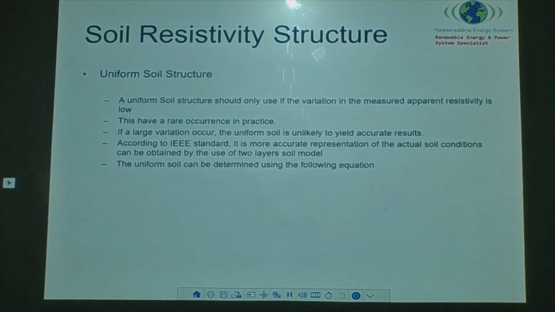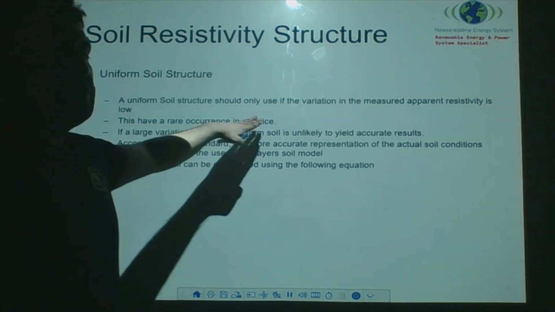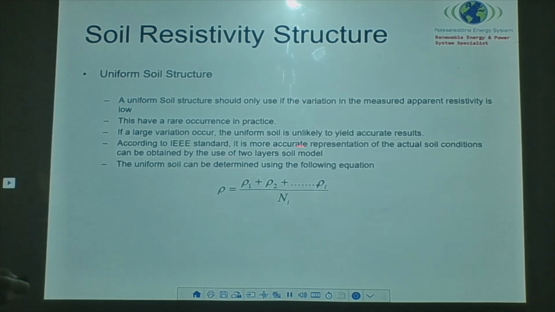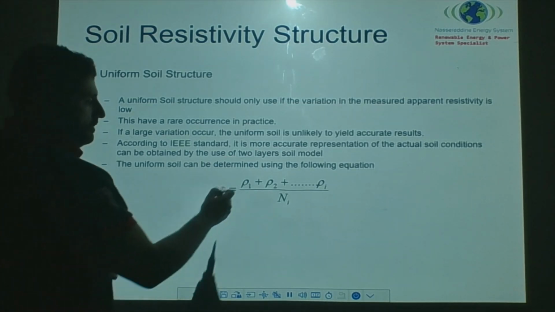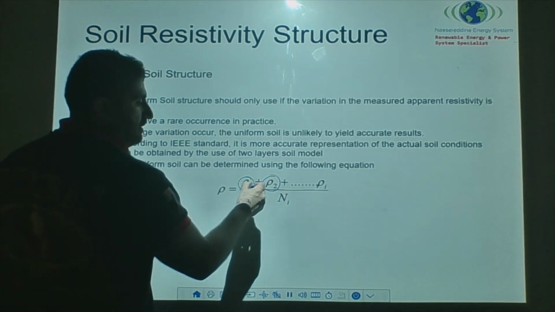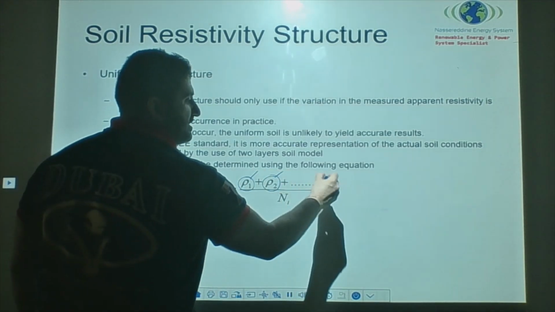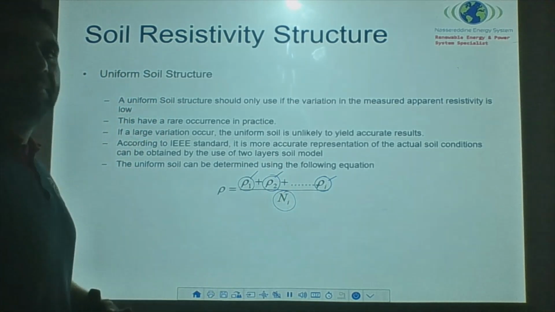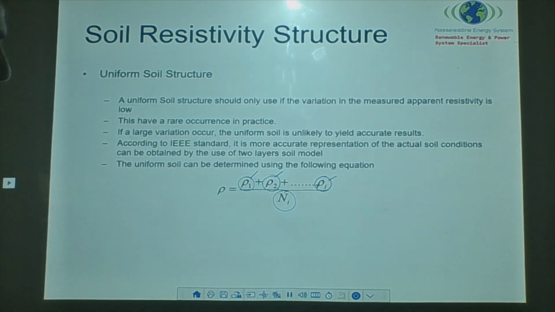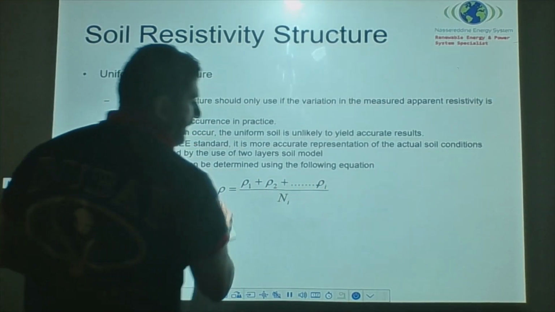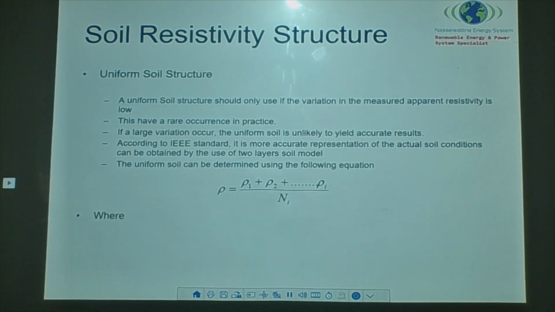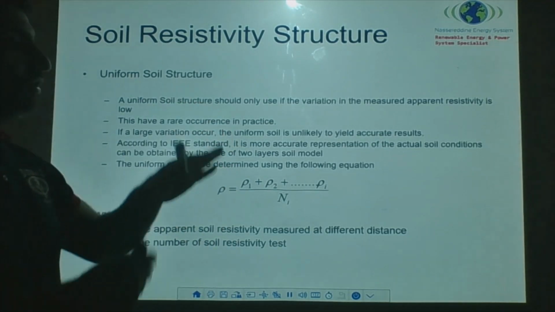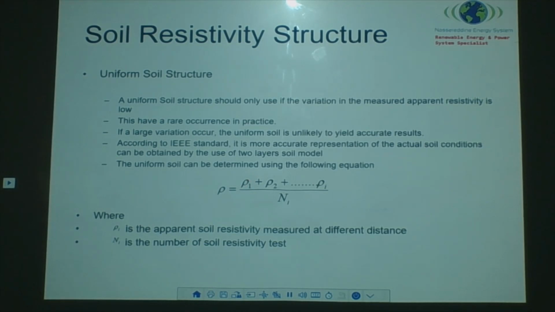Now, if the change is very small, you can use this equation. So this is the measured soil resistivity. This is Ni, the number of measured points. This only happens under the condition where there is a small variation in these values.